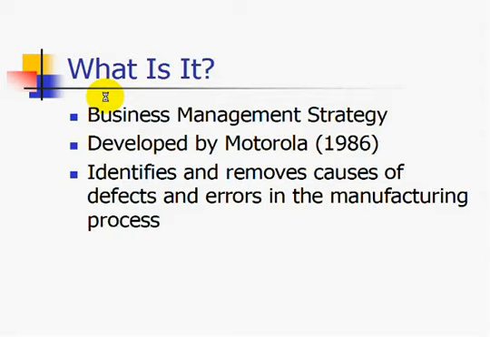Well, it's really a business management strategy, and it was adopted by Motorola in 1986. They're the ones that initiated this concept from within, and according to some of their statistics, they have saved billions and billions of dollars with this initiative. So one of the overall goals of Six Sigma is to identify and remove any of the causes of defects and errors in the manufacturing process. That's what it tries to do.